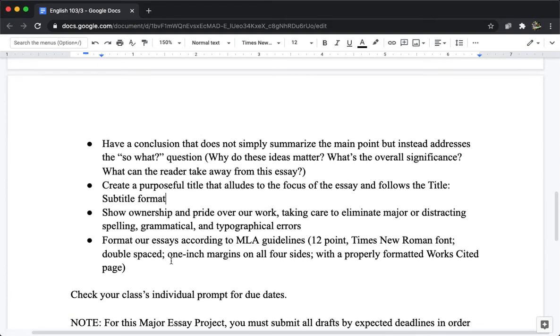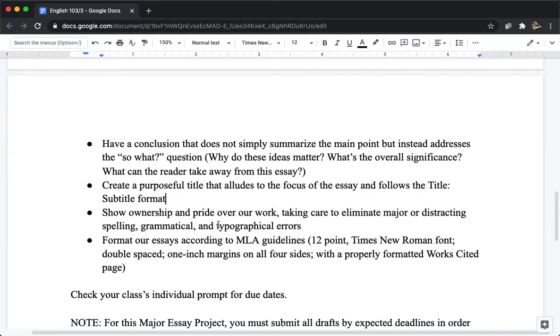We're challenged to show ownership and pride over our work, taking care to eliminate major or distracting spelling, grammatical, and typographical errors. So I've mentioned this before. Whether we like it or not, the things that we produce and put into the world are representations of us as people. Now we can not like that fact, but bottom line is that is the case, right? Especially with a written piece of work.